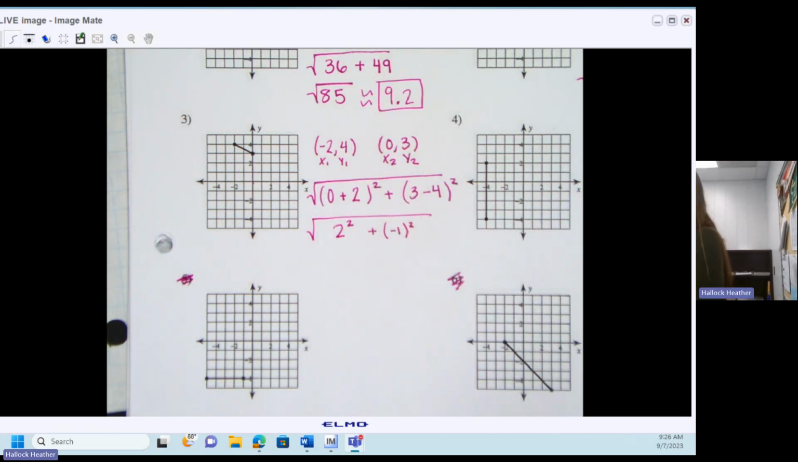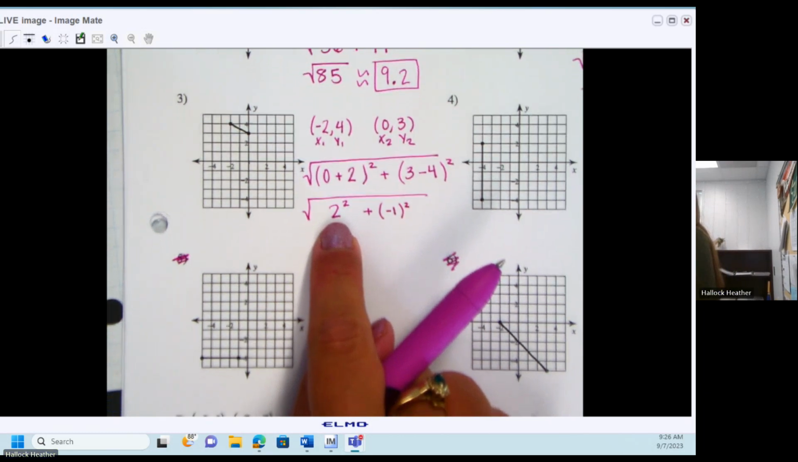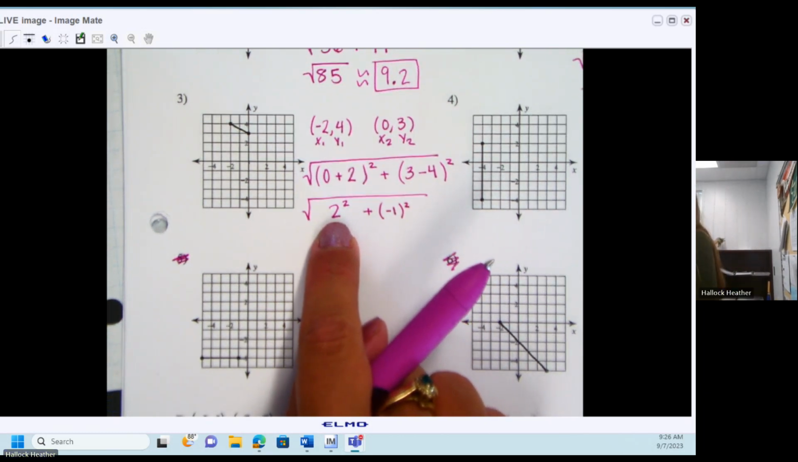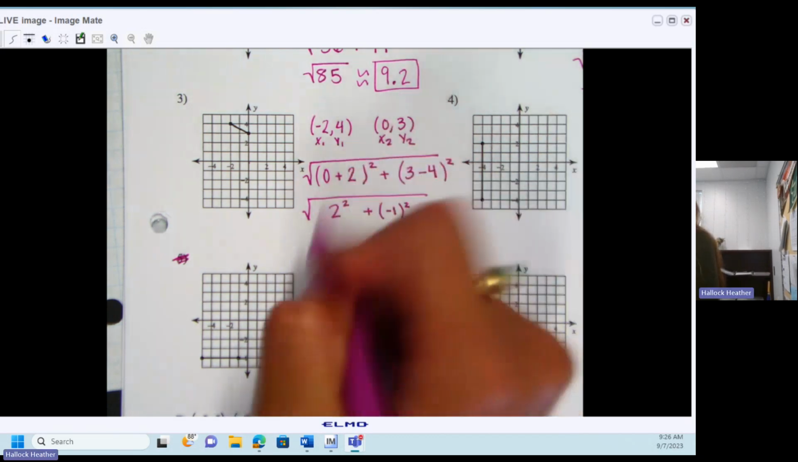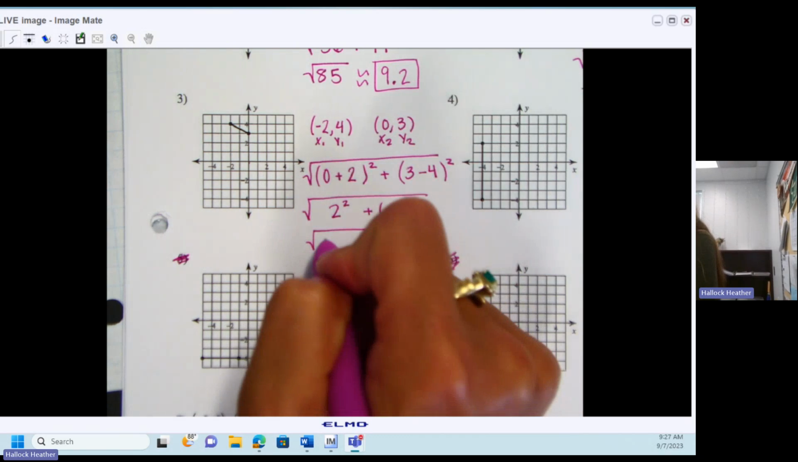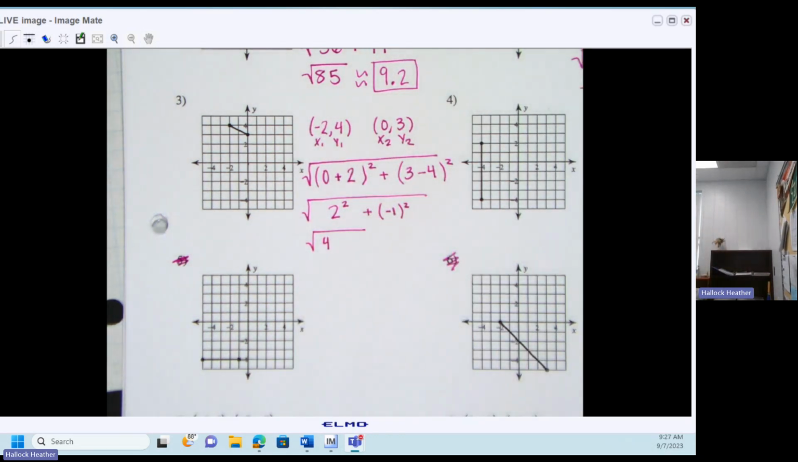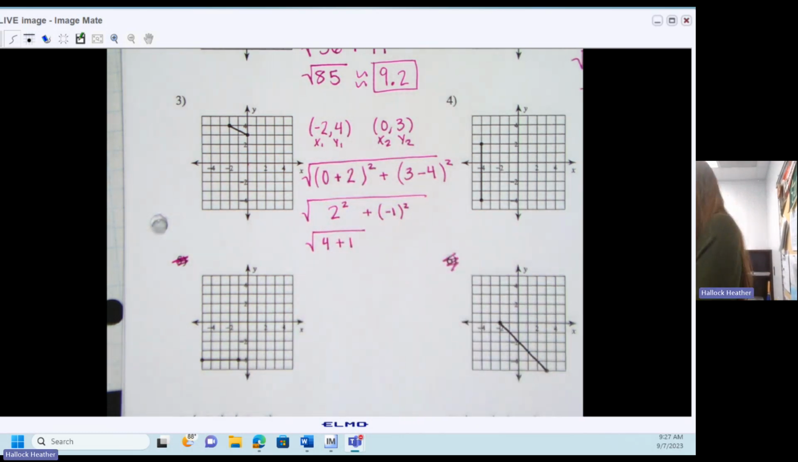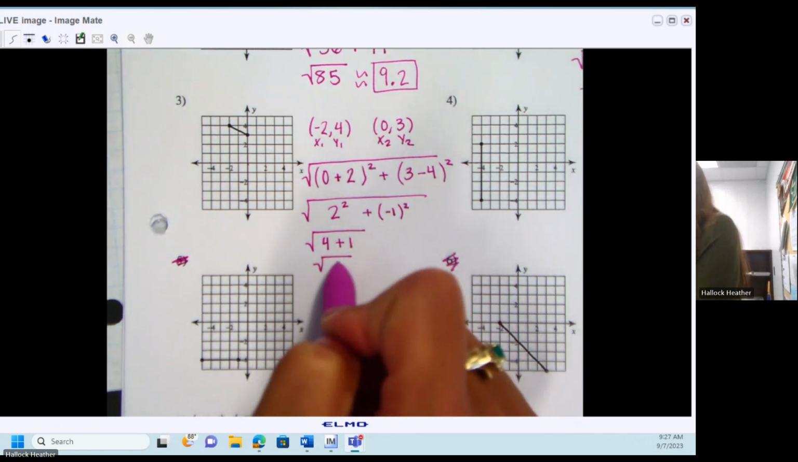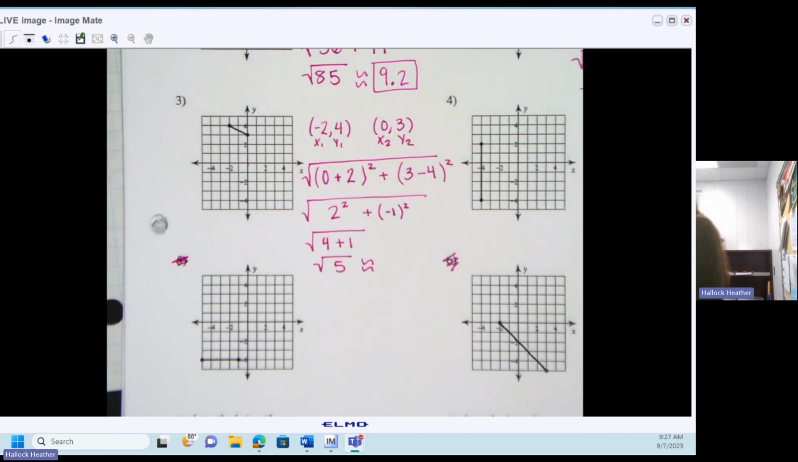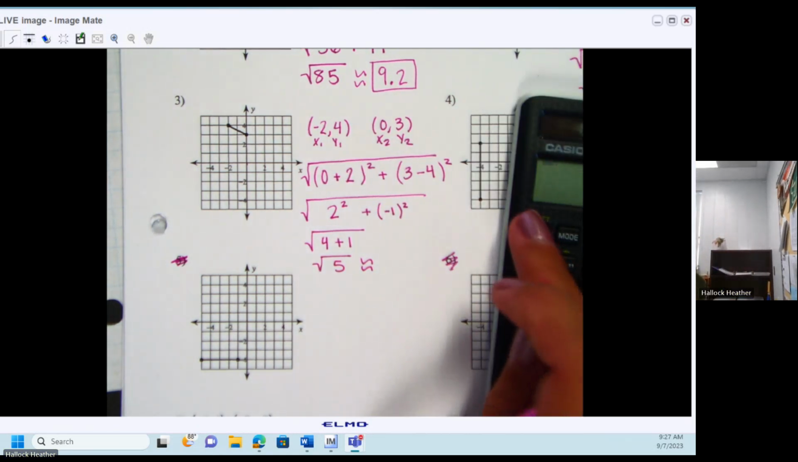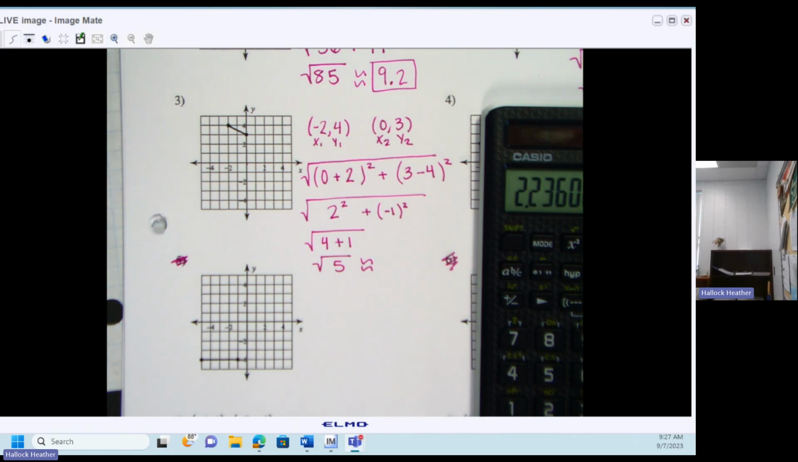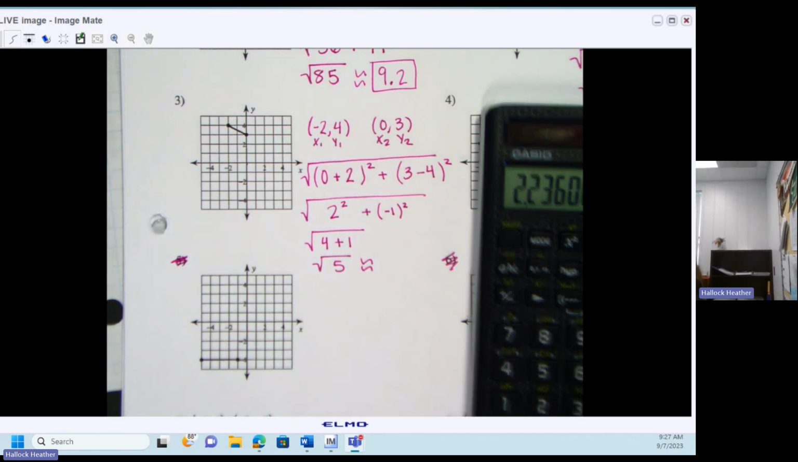And then I'm simplifying. 2 to the power of 2 is 2 times 2, which is 4. -1 squared is -1 times -1, which is +1. So I'm adding 1. 4 plus 1 is 5. If I take the square root of 5, you get 2.23. So that's just going to be 2.2.